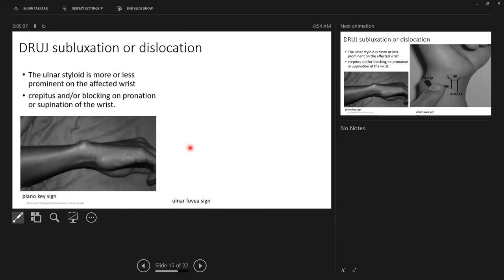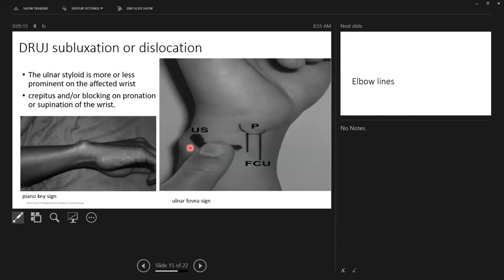When you press, it feels like a piano. You play a piano, you feel like dun, dun, dun, something like that. It's called the piano key sign. So actually when you press the ulna, in the inner part of the ulna, the patient feels tenderness. But this one I think is less sensitive because all the patients will complain of pain. Otherwise, the most important thing is the crepitation, either on pronation or supination of the wrist.